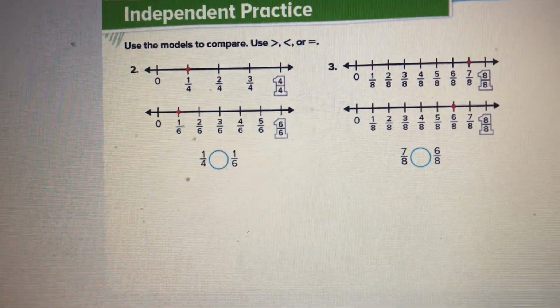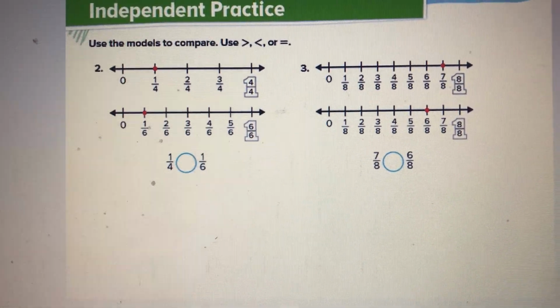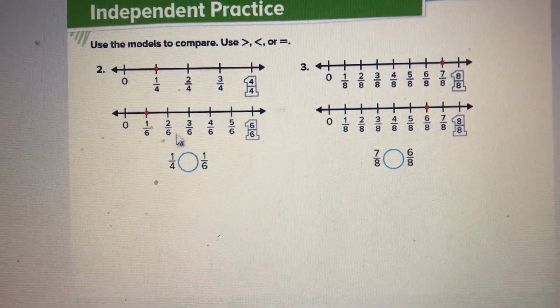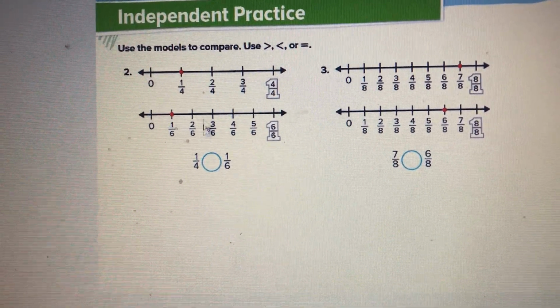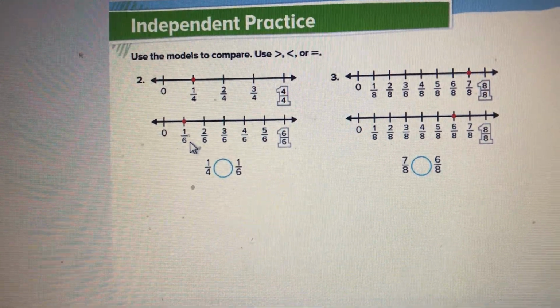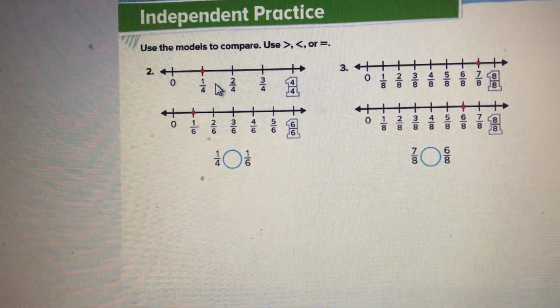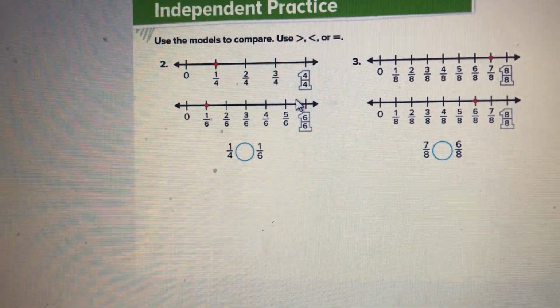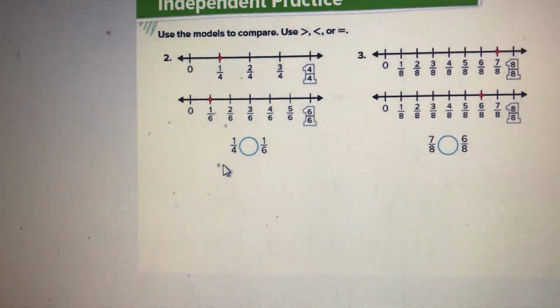Use the models to compare, use greater than, less than, or equal to. So when you're looking at the numbers right here, you're comparing these two, and you're going to compare these two. So 1/4, and you're comparing it to 1/6. Easy to see on the number line. 1/4 is definitely closer to the 1 whole, so 1/4 would be greater than 1/6.